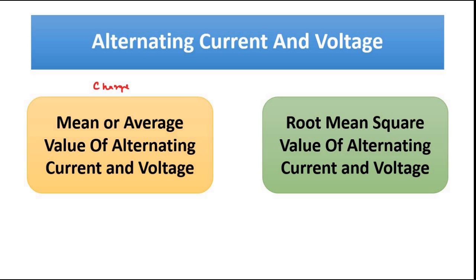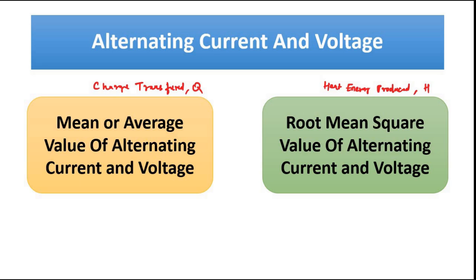In root mean square value, we measure the heat energy produced because of the application of the AC voltage and the flow of AC current. Here it is the total charge transferred, Q. Here it is the heat energy produced, H.